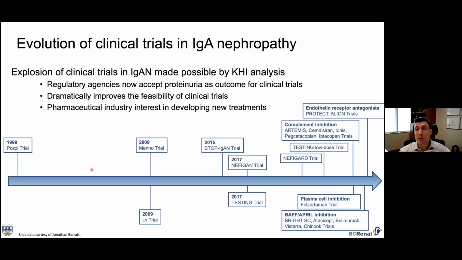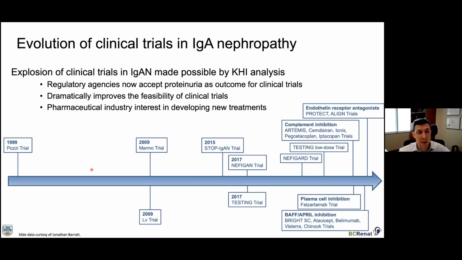And there's been a recent explosion in clinical trials in IgA nephropathy, and this has all really been made possible because of the KHI analysis that has allowed regulatory agencies to accept proteinuria as a surrogate outcome, which dramatically improves the feasibility and reduces the costs, and makes clinical trials much, much shorter. So the pharmaceutical industry is now far more interested in developing new treatments for IgA nephropathy.